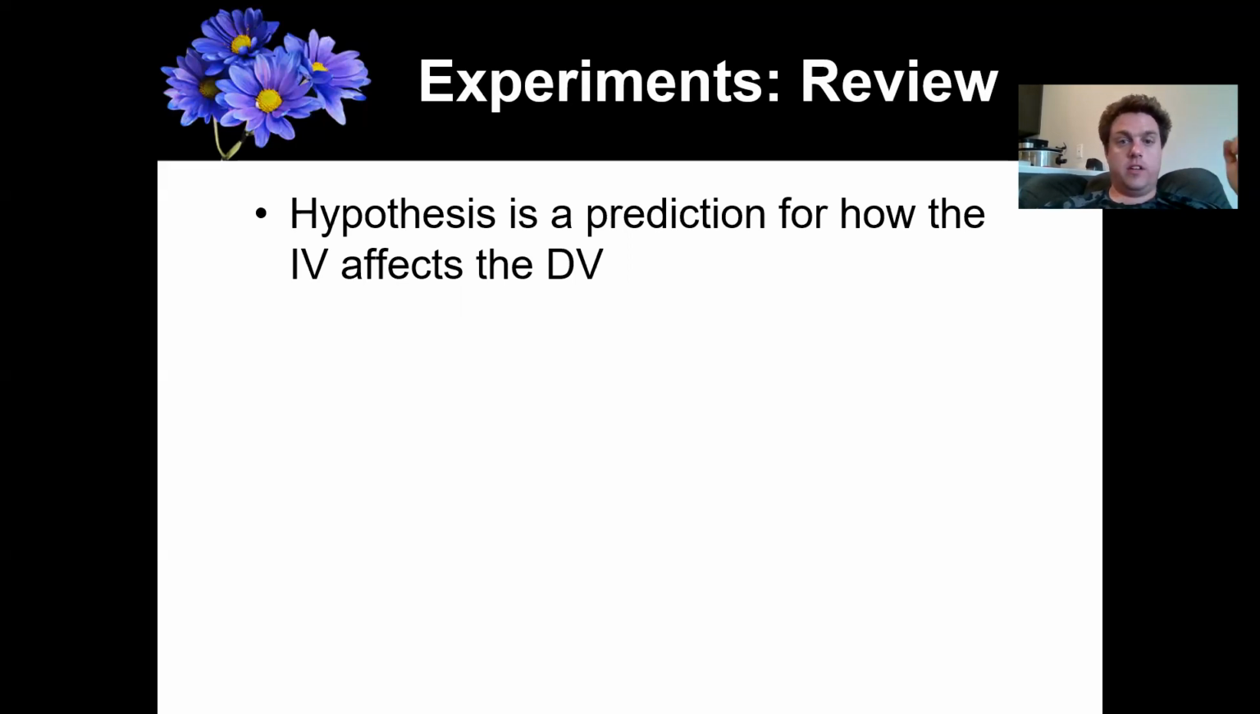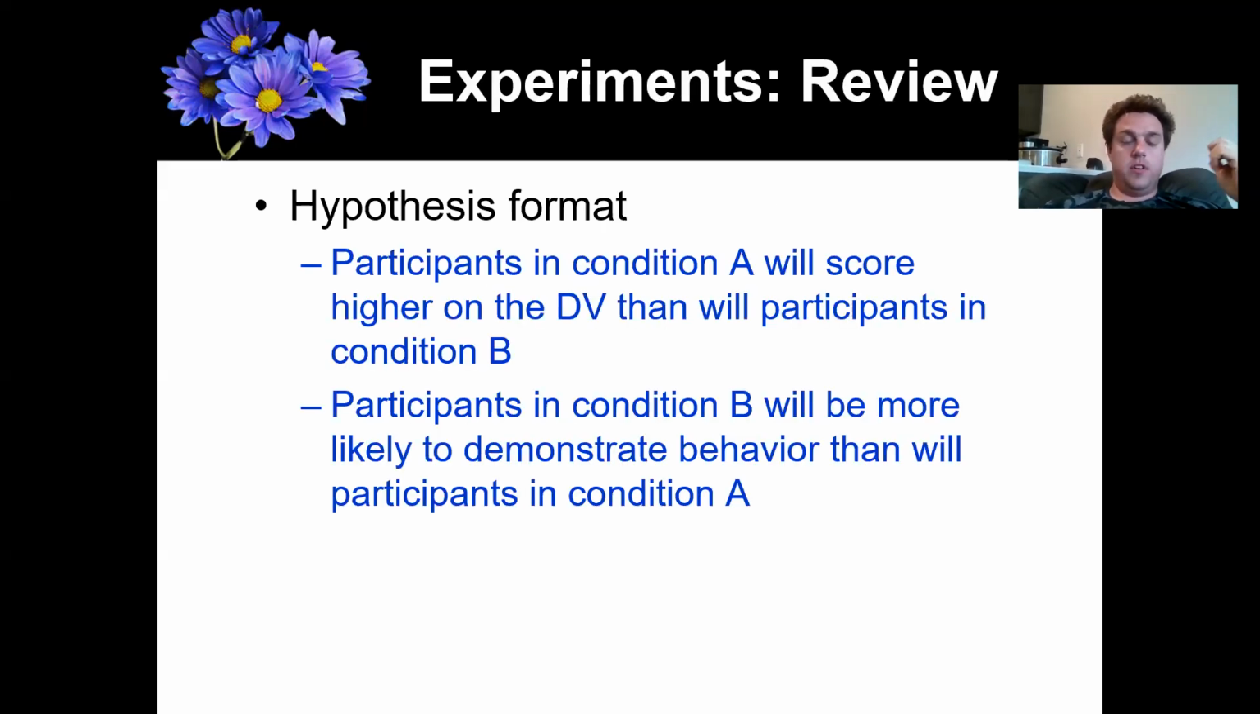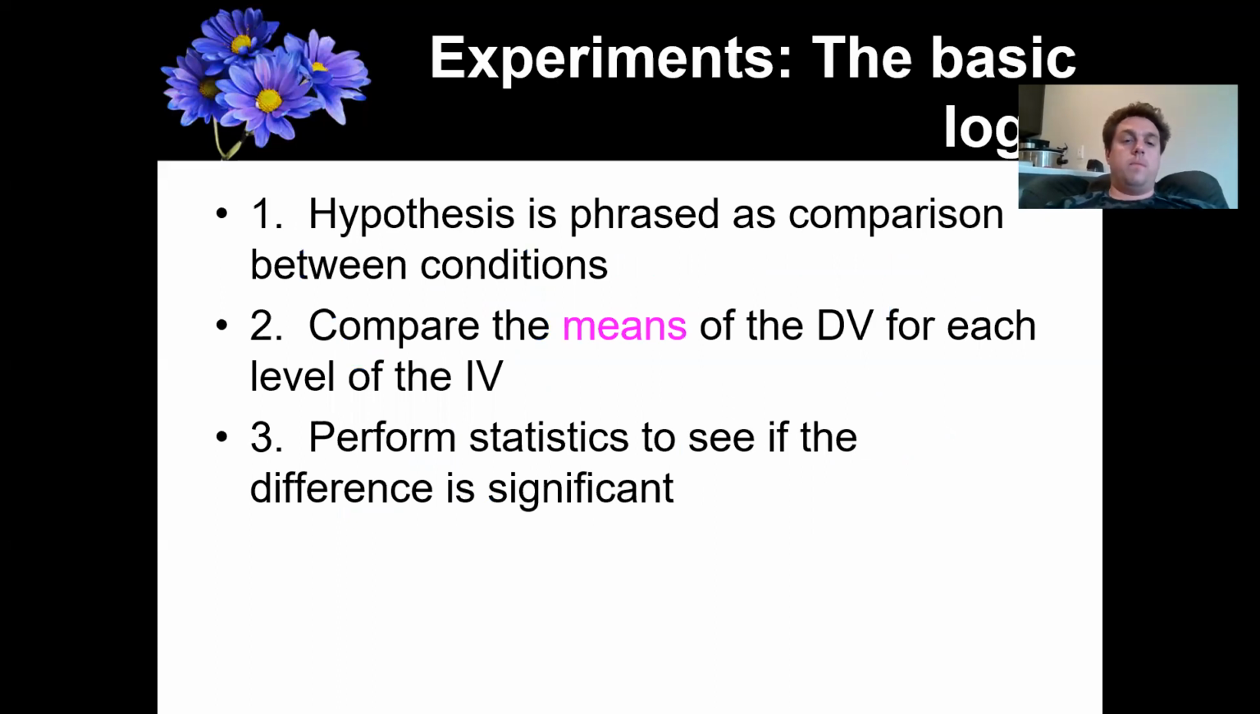In contrast, remember with experiments, our hypothesis is going to be directional, and we're going to say participants in condition A will score higher on the dependent variable than participants in condition B, okay? Or will be more likely to demonstrate said behavior than condition A, whichever condition you think is going to be higher, all right? So that's how we present hypothesis when it comes to an experiment.